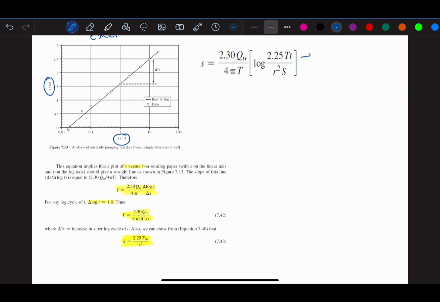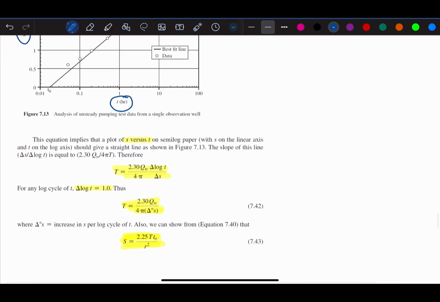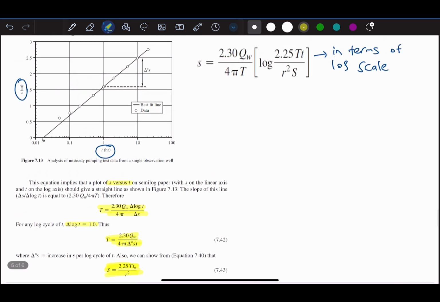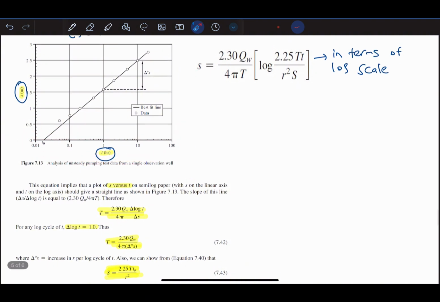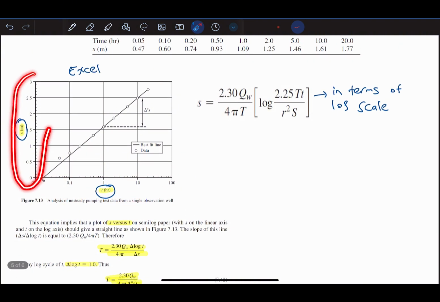And finally, we have the drawdown equation, and this is in terms of log scale. So the main reason for using the log scale is that when we have a drawdown and time graph, we can get transmissivity, so we are converting this x-axis to log scale, but we can keep the y-axis as linear.